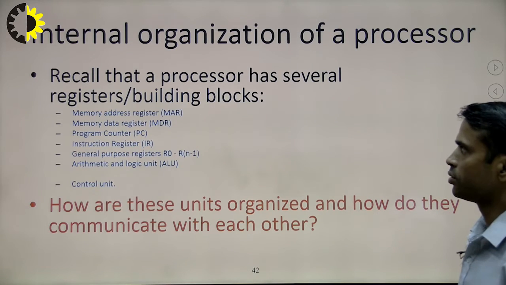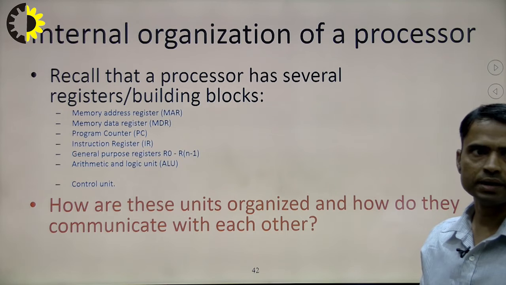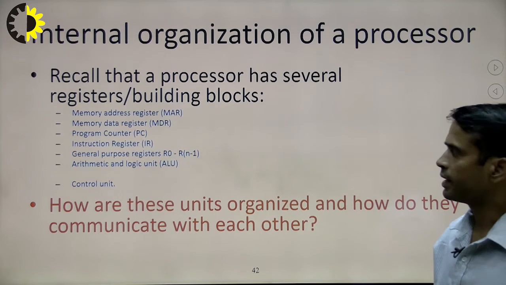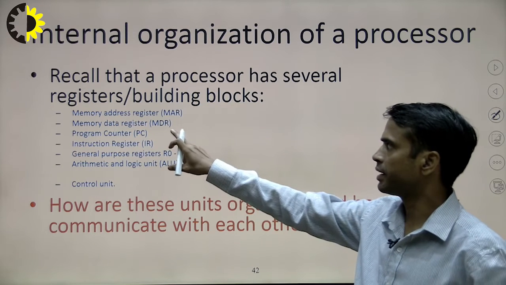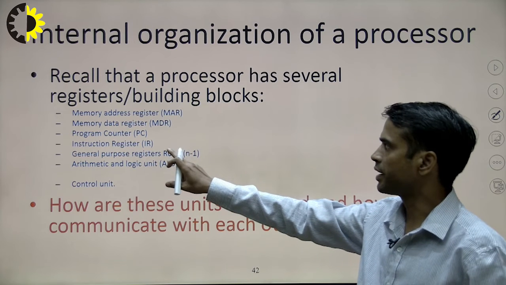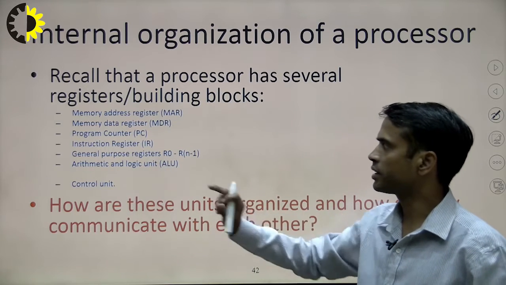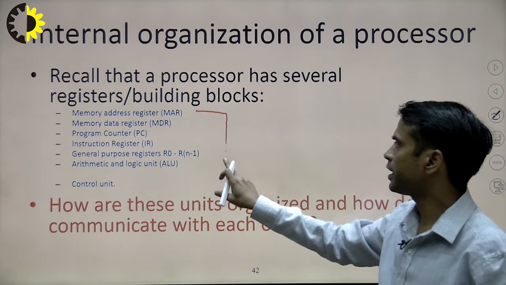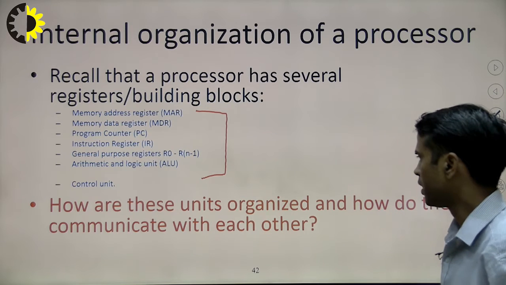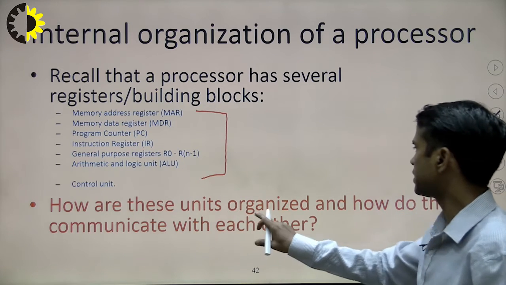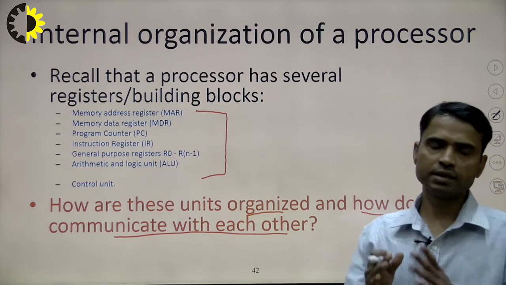We already know that there are various components within the CPU, and these components are building blocks. They are listed here: memory address register is one register, memory data register is another, program counter and instruction register are other registers, there are general purpose registers, then there is the arithmetic unit and the control unit. If data is to be transferred between these units, the organization supports that. How these units are organized such that they can communicate with each other is the objective of today's lecture.